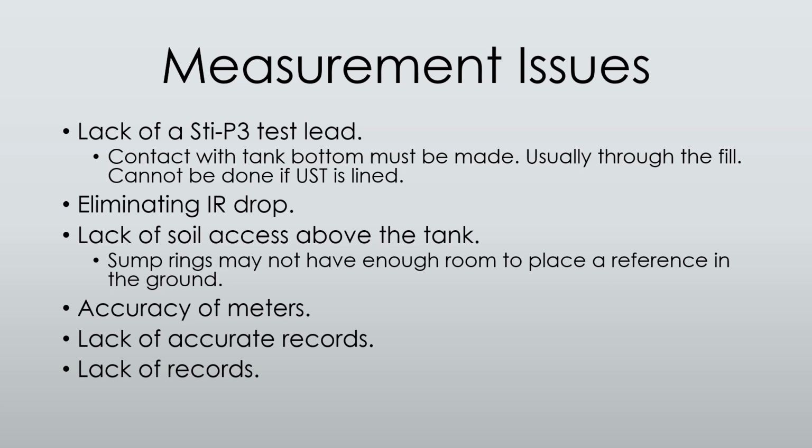Lack of soil access above the tank. Sump rings may be tight, may not have enough room to actually get to the soil, get to the gravel. There may not be monitor rings installed along the length of the tank. Maybe that's an old system. Maybe it's a siphon tank system with no turbine setup, so you only have a fill and a monitorizer, and the rest of the third of the tank isn't available for reference cell access, and that can be pretty tricky. Might have to drill holes to try and get through it.